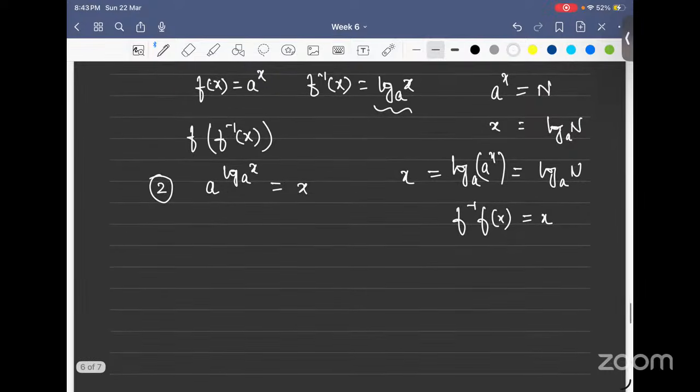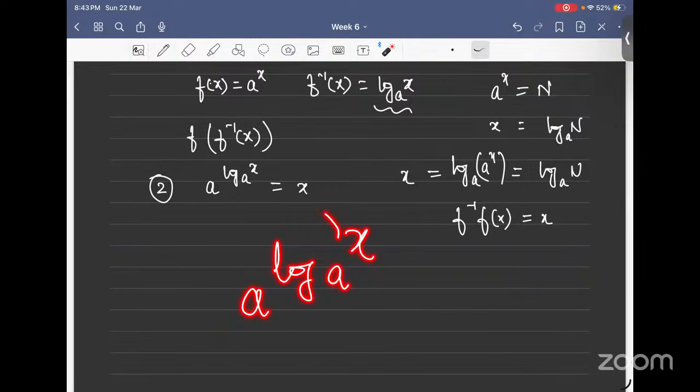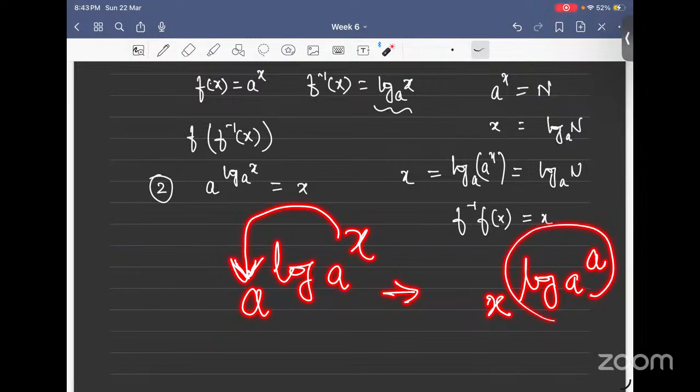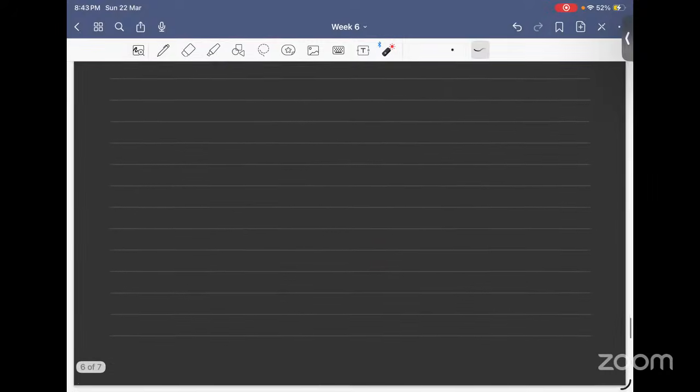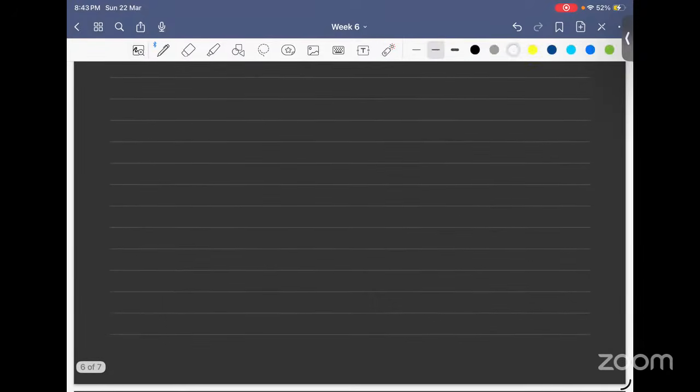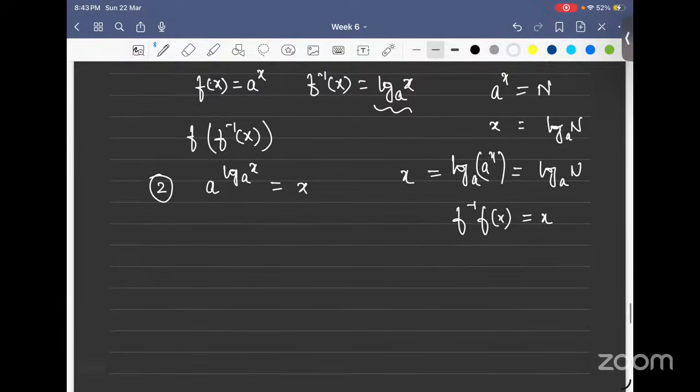So from now onwards, you can think of it this way: a to the power log of x base a, you just replace this x with this a. If you replace this, what will you get? a to the power log of a base a. So log a base a is equal to 1. Are you getting me or not? Yes, sir. Okay, so this was the second property. And from where do we get it? f of f inverse will always be equal to x.